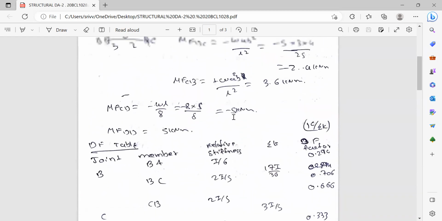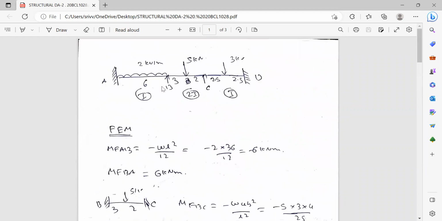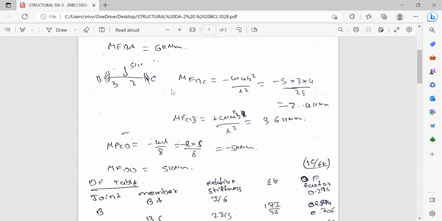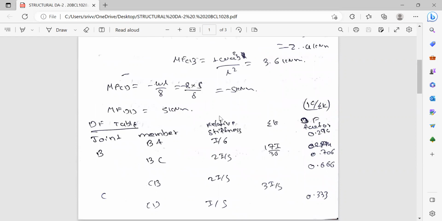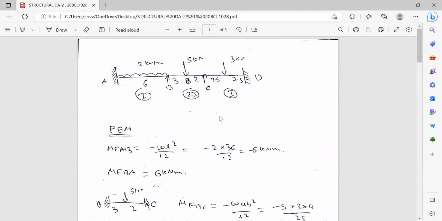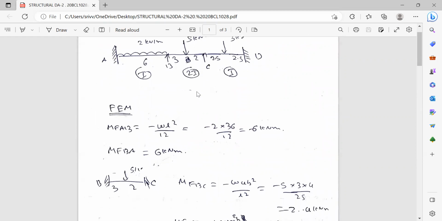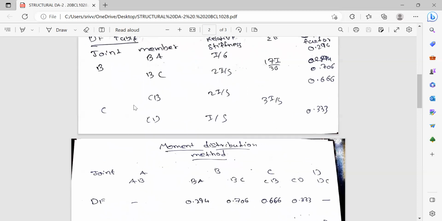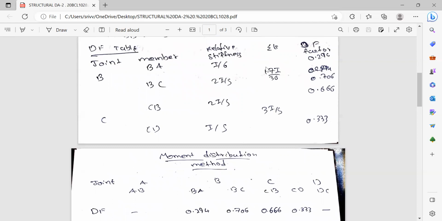So for BA, it would be I by L. L length is 6, so it'll be I by 6. And for BC, 2I by 5 because they asked us to take I as 2I. So length is 5, so 2I by 5. And similarly for CB, it would be 2I by 5. And CD will be I by 5. And then we need to find the sum of relative stiffness for B separately and C separately. We got 17I by 30 and 30I by 5.